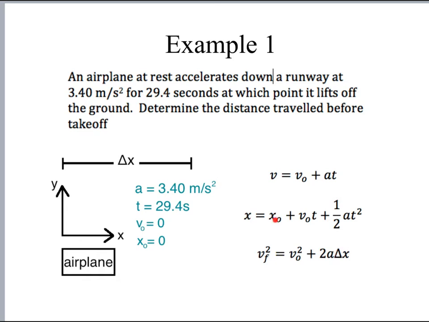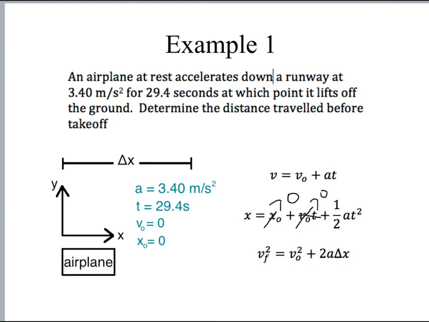x is equal to x naught, I know that. V naught t, I know V naught is 0 because it starts from rest. I know the acceleration, I know the time. This equation will give me everything that I need. So that's going to be the fastest route to solving the problem. So just to be aware, I know that that term is going to go to 0. I know that V naught is 0 because it starts from rest, and so this whole term will cancel out. Anything multiplied by 0 is 0.